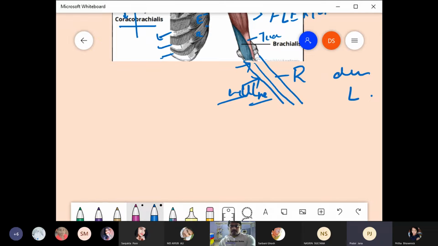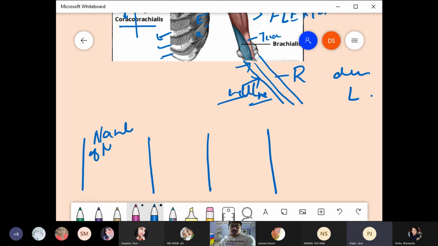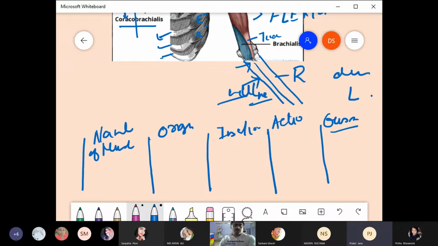You better make 4 columns. So here would be the name of the muscle. Here would be the origin. Last one would be the insertion. Usually what is more important to write in the last column is the nerve supply, but we will skip the nerve supply as of now. Rather, we can write the action, or we can also write the code. So these are the headers that we need to make the table of.